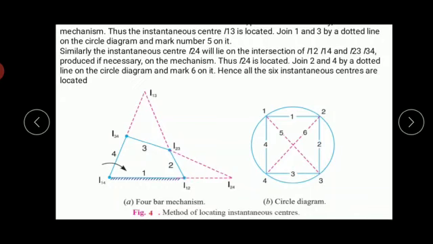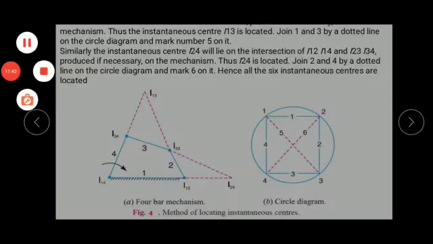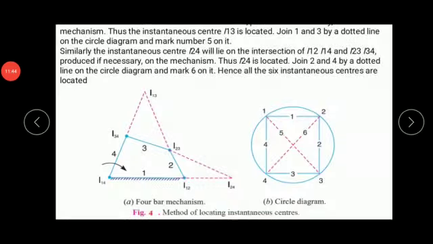So what we can do is project these lines, and after projecting, these lines are going to meet at some particular point, and that point is I24. That will be the sixth instantaneous center. So now we have located all 6 instantaneous centers. This is the method to locate all the instantaneous centers.